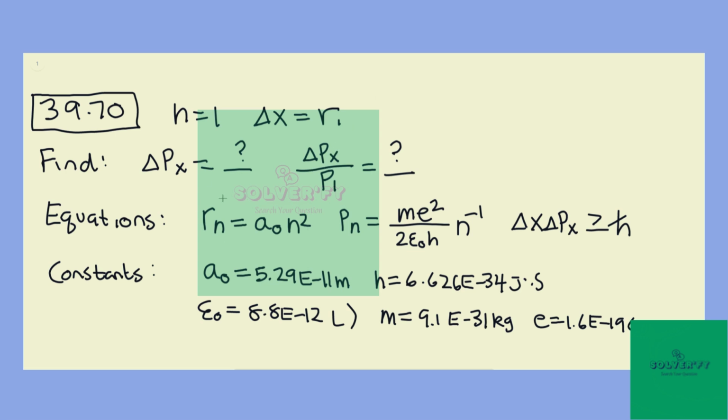So the equations we'll be using: the Bohr model twice. We'll be using the radius of the electron at different energy levels, according to that model, and the momentum at different energy levels. We're going to be using n=1 for both cases. And of course, we're going to apply the Heisenberg uncertainty principle. So we have many constants we need to be using, namely a naught, the Bohr radius, Planck's constant, h, and then the electrical permittivity of free space, and mass and charge of an electron. So let's jump into it.